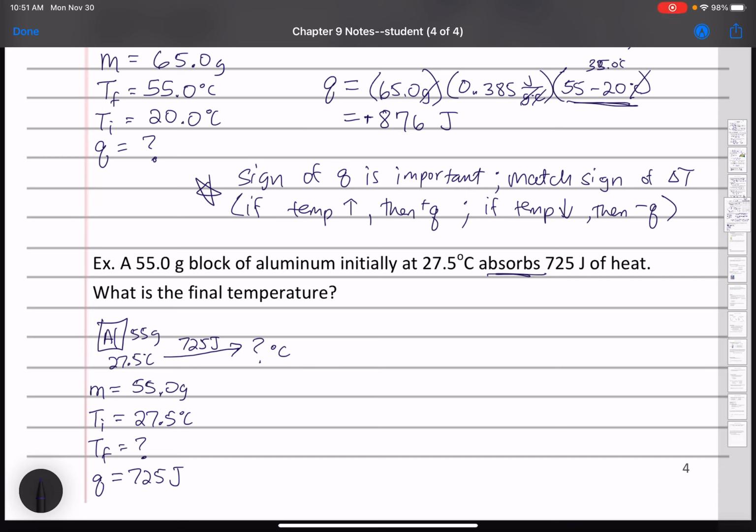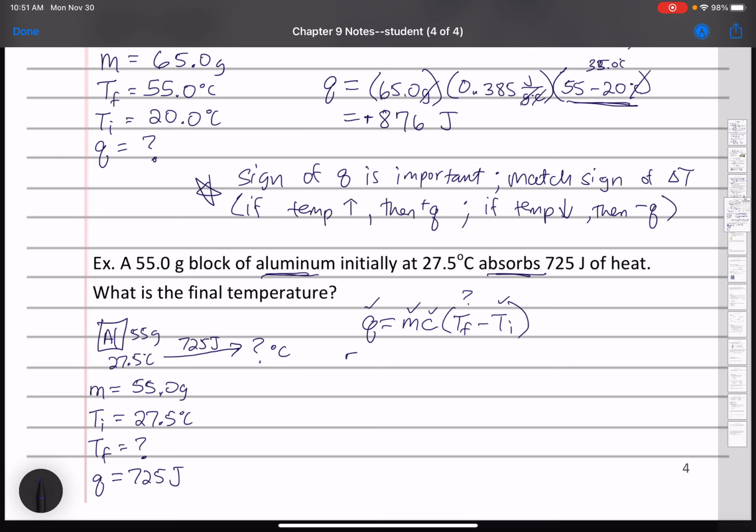All right, so I'm still going to use this equation, Q equals MC delta T, and delta T is just T final minus T initial. I know the mass, I know the initial temperature, and I can look up what the specific heat is because I know the material. And I'm also given Q, so I'm trying to solve for TF. So I'm just going to plug and chug here.